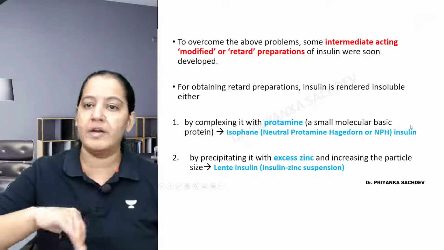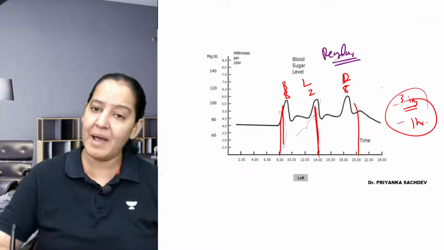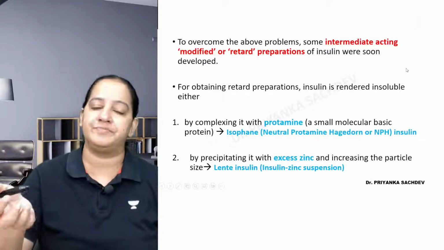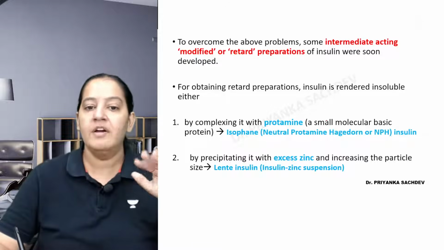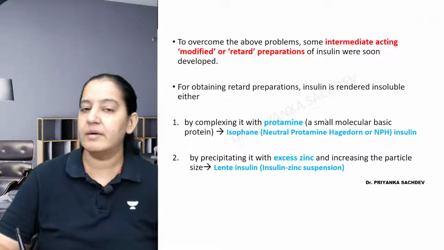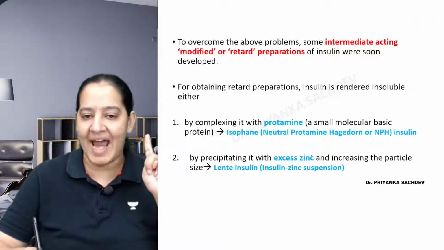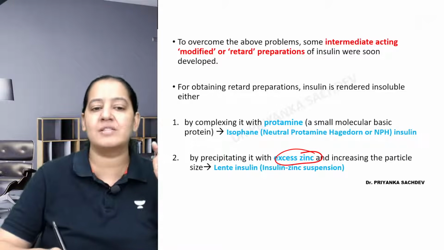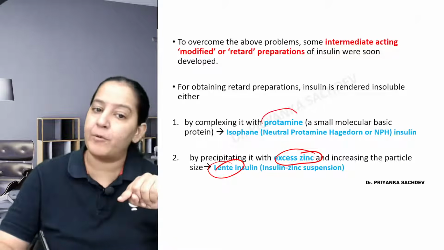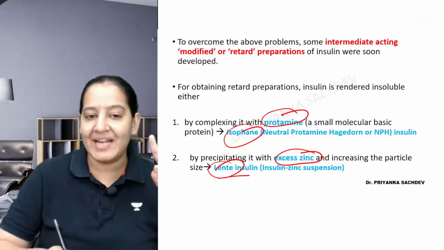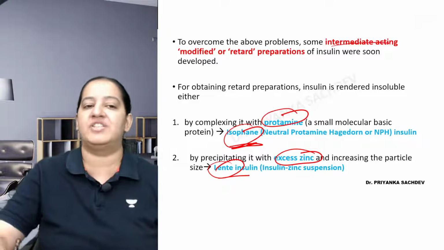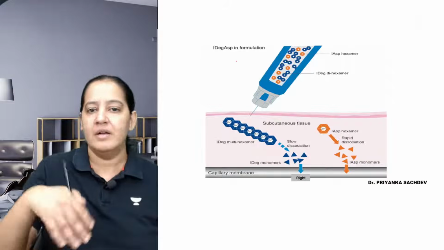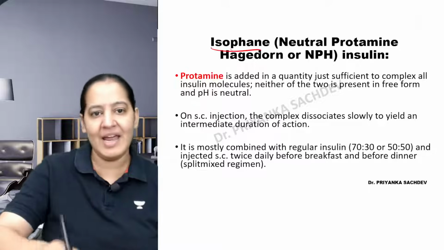Now we convert regular into intermediate, right? Regular also has a very high risk of hypoglycemia. So to reduce that risk, we convert it into intermediate. The intermediate insulins are 2. We can convert the regular into intermediate by 2 things. Number 1, by adding excess zinc. Regular already contains a small amount of zinc. If we add excess zinc, it is known as Lente. And if we add protamine, it is known as isophane. So Lente and isophane are the 2 types of intermediate acting. You got my point? The Lente one and the isophane one.